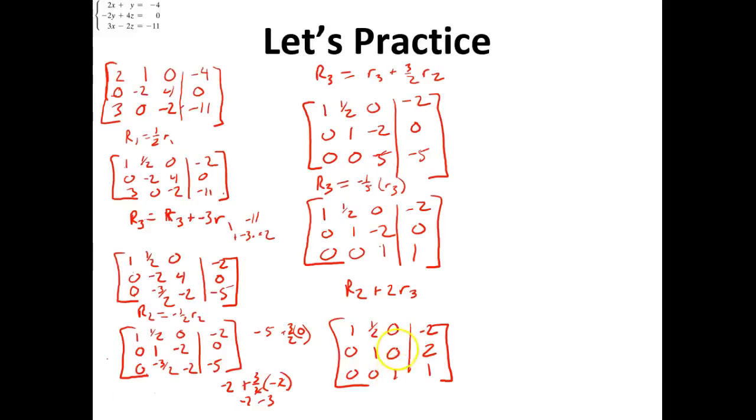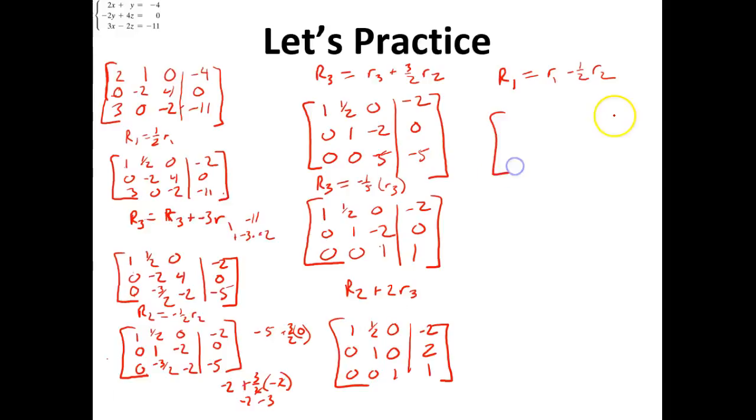Now, I have zeros above this. I still want a 0 above this one, so I'm going to have to change row 1. I'm going to change row 1 by taking row 1 minus 1/2 of row 2, because if I subtract half of this, I would get 0 there.